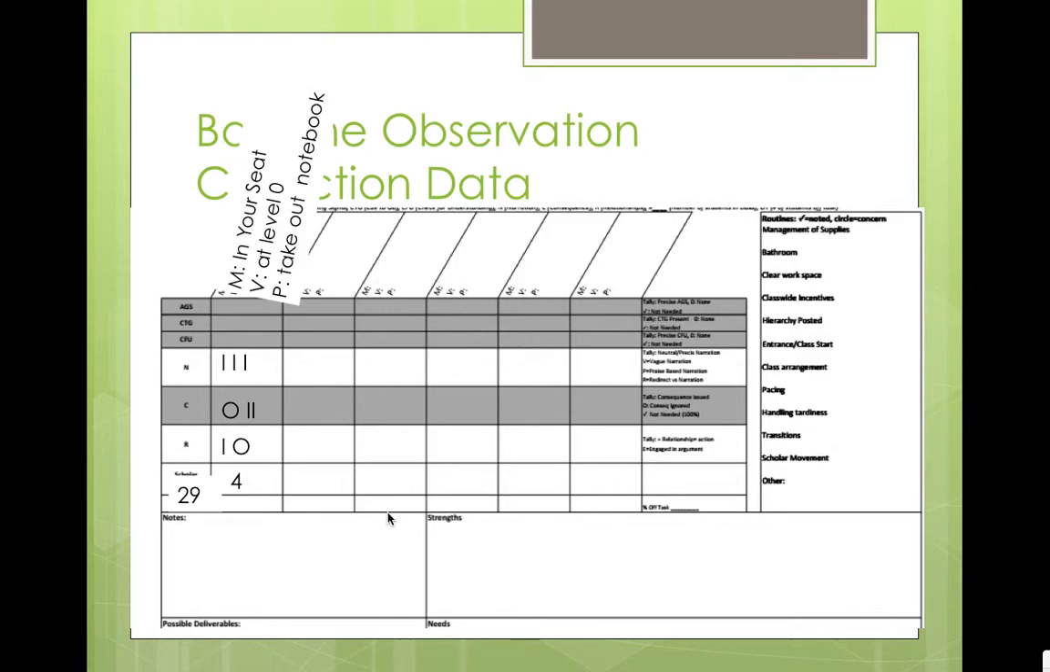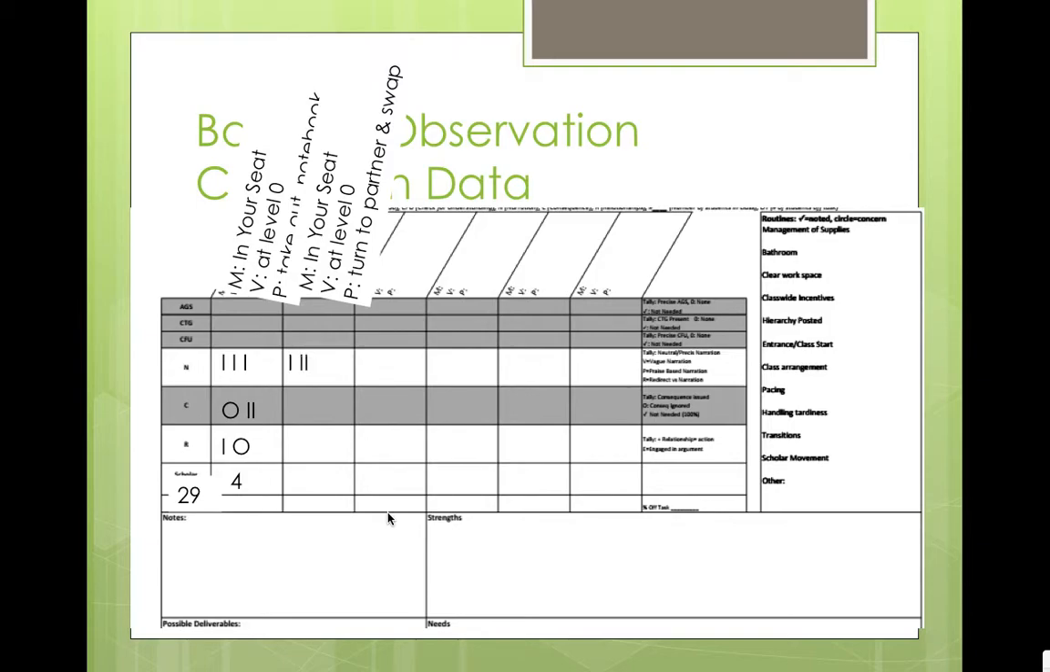The teacher quickly provides the next set of directions: "In your seat at a level 0, turn and provide your partner your notebook." We're going to record the MVP directions in the next column. Remember, any narrations, consequences, relationship moves, and students off task, we will record in the column below it. The teacher narrates 3 scholars, so we tally them there.